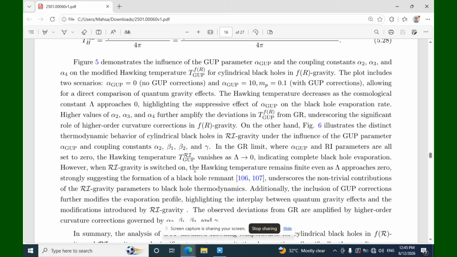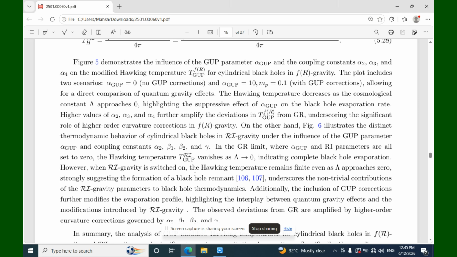On the other hand, Figure 6 illustrates the distinct thermodynamic behavior of cylindrical black holes in Ricci inverse gravity under the influence of the generalized uncertainty principle parameter alpha GUP and coupling constants alpha 2, beta 1, beta 2, and gamma in the general relativity limit, where alpha GUP and the Ricci inverse parameters are all set to 0.